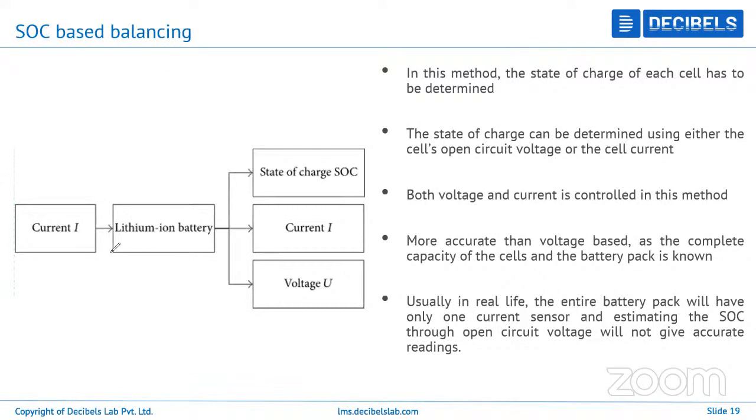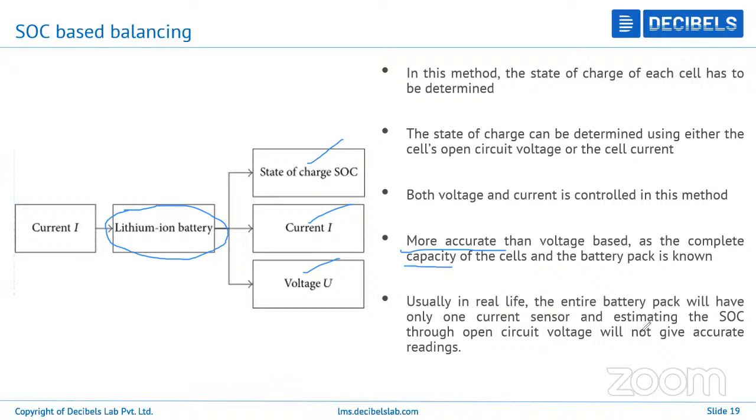Here the lithium ion battery parameters, that is the state of charge, the current and voltage, all three of them, are used. If the controller and the battery management unit are able to sense, calculate and measure all these three parameters at the same time, then it is able to have a much more accurate control of the cell balancing process. And at the same time, even the capacity of the cells is known.